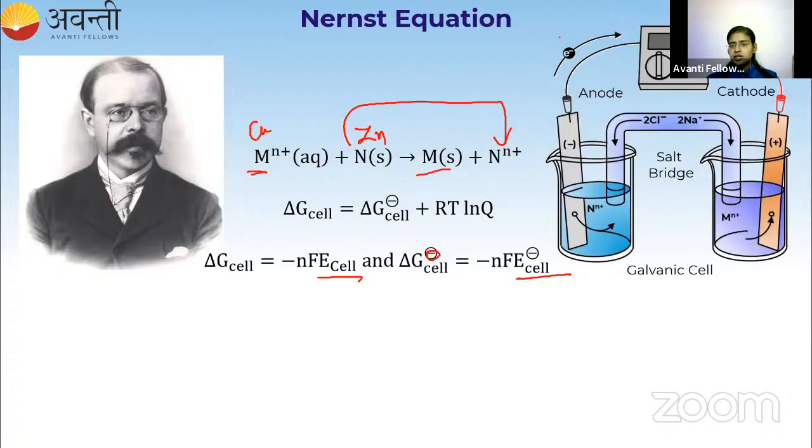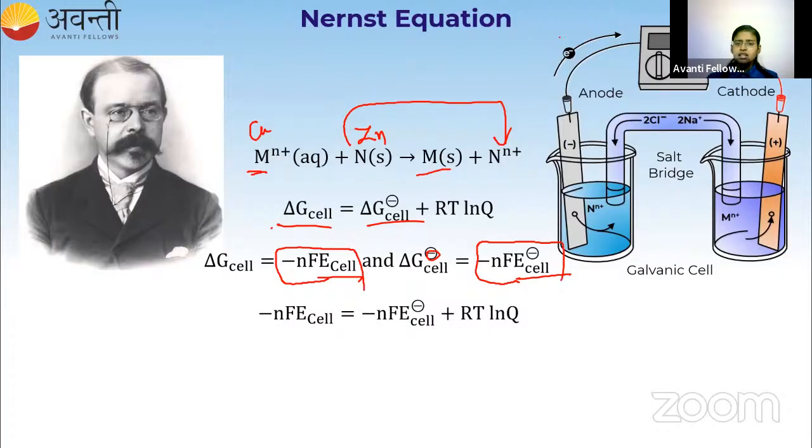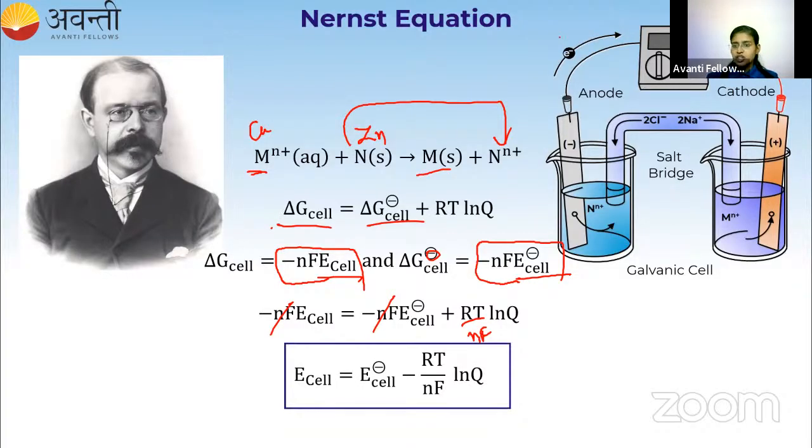That's all. So what I can do, I can substitute these two values in the delta G place and delta G naught place. By substituting, I will get a relation like this. And here I can divide the entire equation by nF. If I am dividing, this nF will go away, and here also it will cancel out, and here I will get nF in the denominator. I will get a relation like this, which is a relationship between E cell and E naught cell with Q. So this is one equation for Nernst.